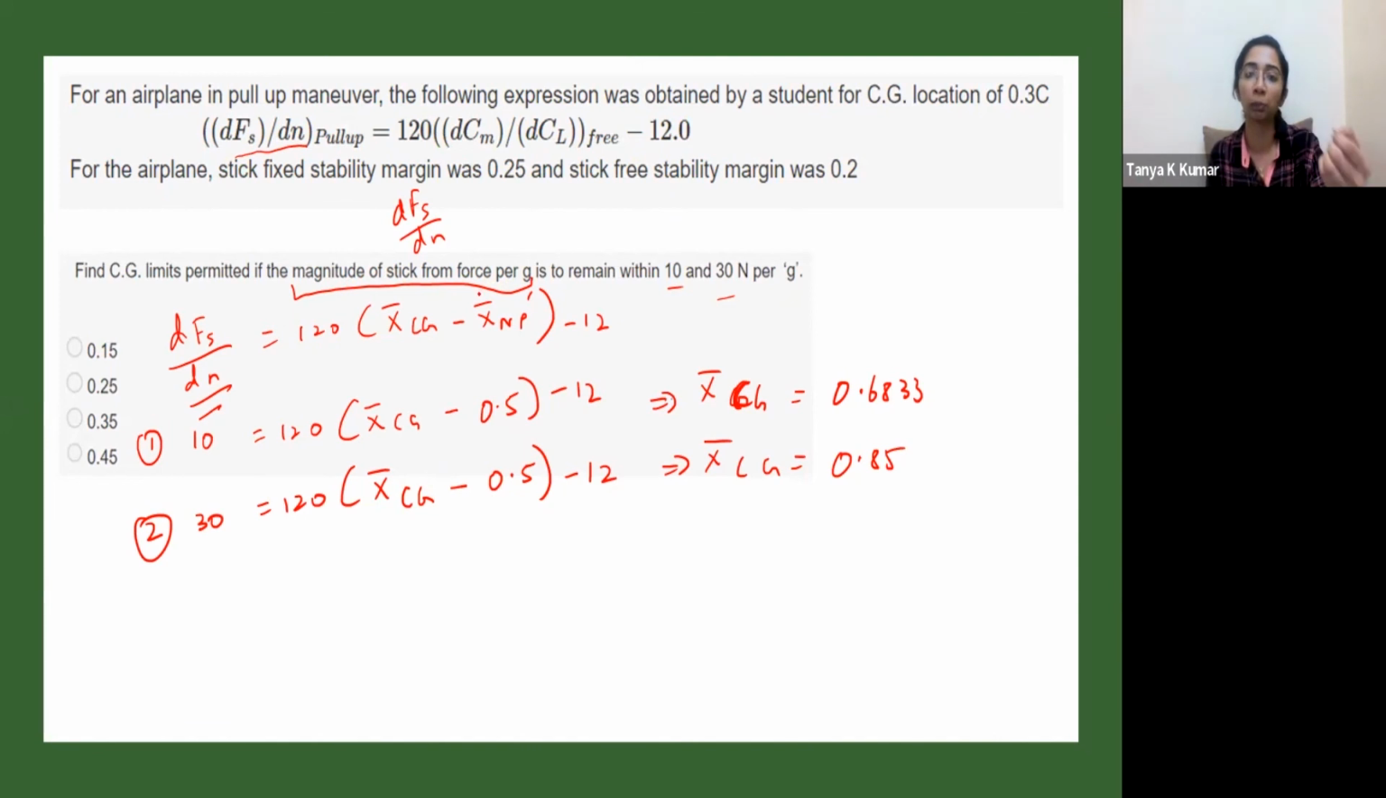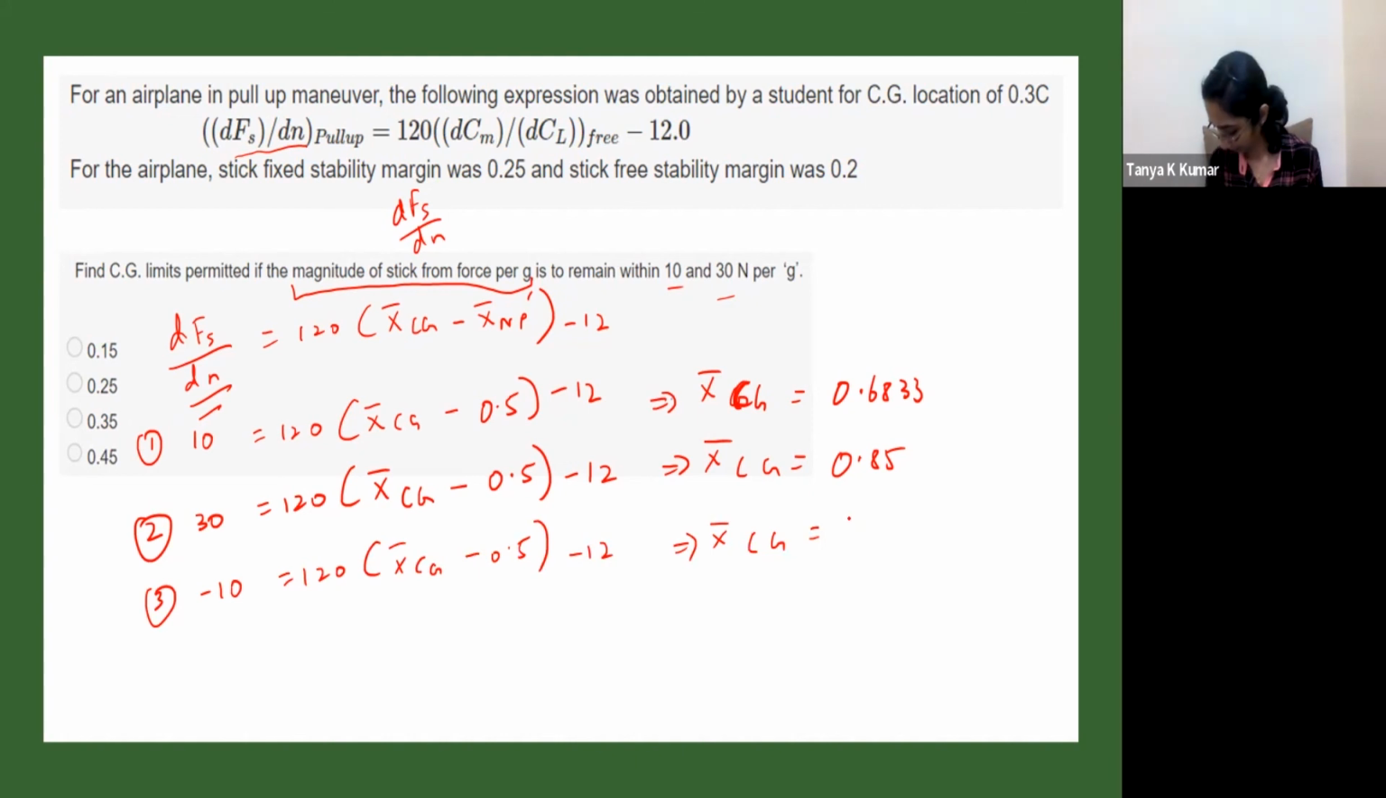So if you push it, it's positive. If you pull it, it's negative. We have considered only the pushing cases. Now let's consider the pulling cases. So that is minus 10 is equal to 120 x bar CG minus 0.5 minus 12. Here, what is x bar CG? 0.516. Okay. Now the next case, final case is minus 30.